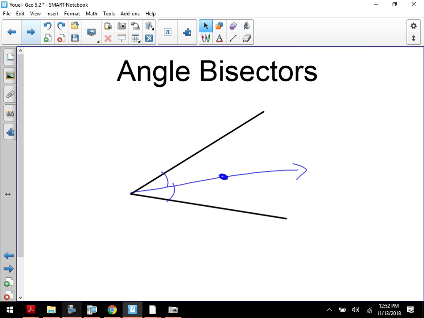How many of you guys have ever used a tape measure? A tape measure? An actual thing you measure stuff with. A tape measure. I know.